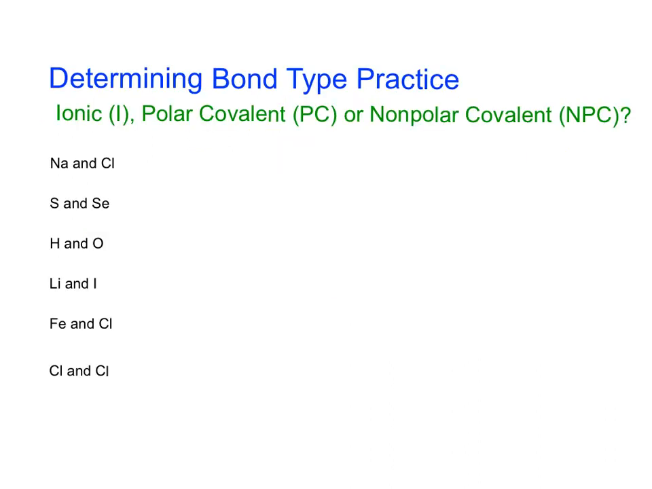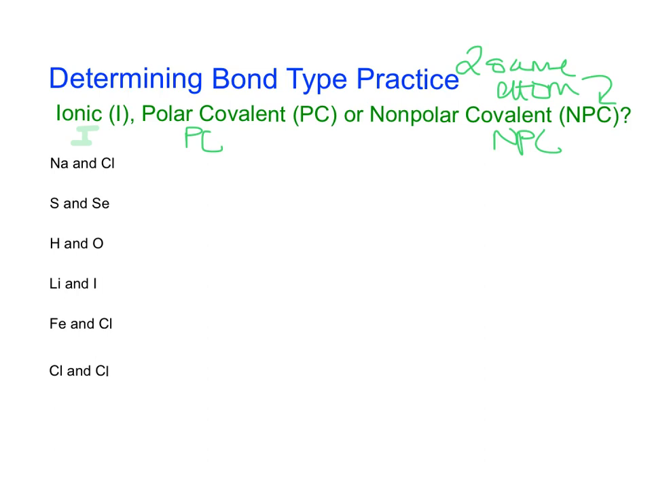So we can determine the bond type. We can label whether these are going to be I for ionic, and instead of just covalent, it's going to be polar covalent. Remember, that's our uneven sharing. Or nonpolar covalent, that would be our perfectly even sharing. And this is going to happen if there's two of the same atom. That would be where we'd have perfectly even sharing. They'd have identical electronegativities. They'd be pulling on those electrons equally.